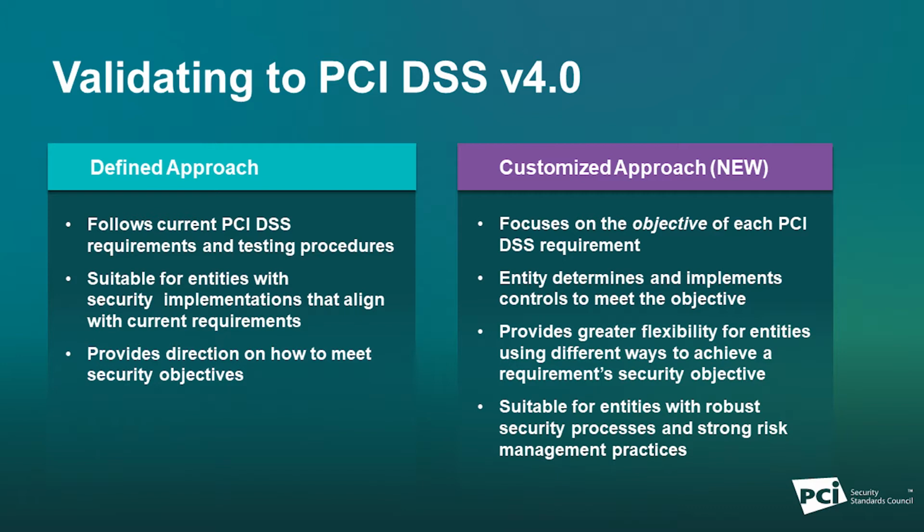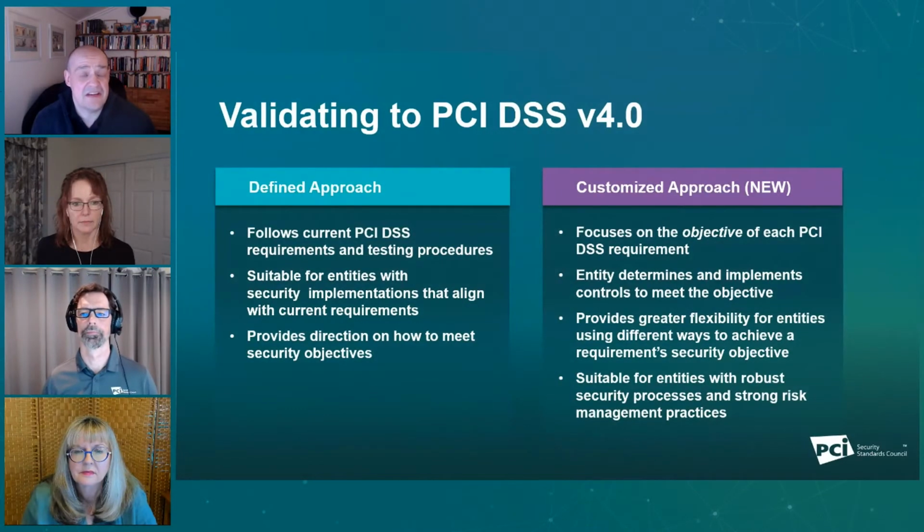Now, for those organizations who already have established security controls in place, and also for those who are looking for specific direction on meeting security objectives, the defined approach is still an ideal fit. The new and more flexible validation method in PCI DSS version 4 is this customized approach, and this focuses on a requirement security objective. In this approach, an organization will determine the controls that are being used to meet a stated objective. In the customized approach, an organization will perform a risk analysis, address any risks, define and document controls, and perform their own testing to verify that that control is working. Importantly, because each customized approach is different, there are no defined testing procedures.